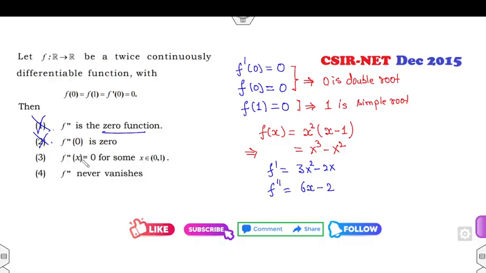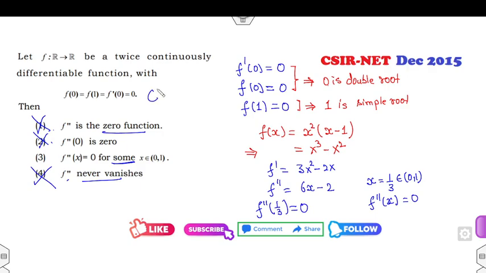Wrong. F double dash is 0 for some x belonging to this. Yes, if I choose x as 1 over 3, then clearly f double dash of x is 0, because he said for some. But this is one example. We can't correct this example based on this. F double dash never vanishes. That's wrong. If I take this, then it will be 0. So this option is cancelled. The only option left is C, which is right.